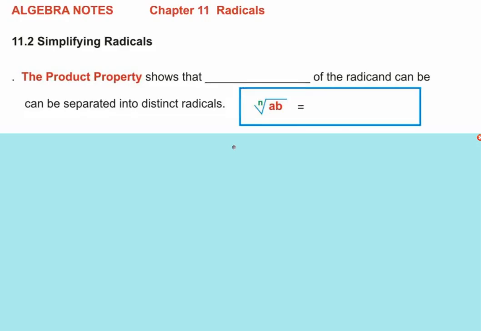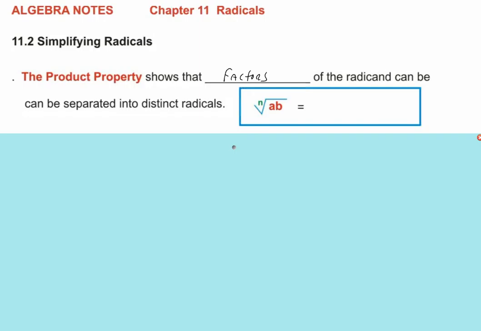Here we go. So, simplifying radicals. All right, let me get rolling here. So here we've got a radical, and we talked about some of this yesterday already. The product property shows that factors.